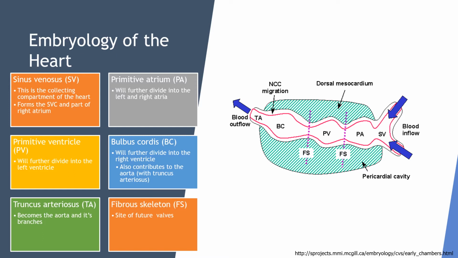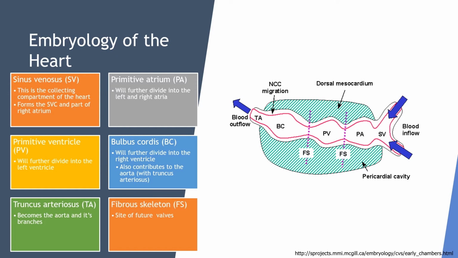And when I mean collecting compartment, it's going to have oxygenated blood from the placenta and deoxygenated blood from the embryo, and those are going to mix here. So this is going to form the superior vena cava and part of the right atrium. Next is the primitive atrium. This will further divide into the left and right atria.